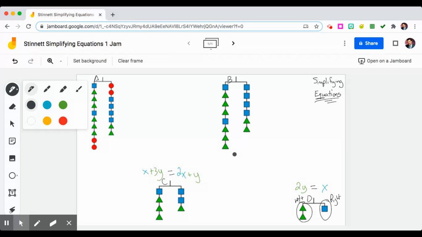So what I'm going to do is start off by just putting my equal sign. There's my equal sign. And I'm going to think about the right side of the hanger diagram and the right side of the equation first, okay? So I'm going to start with this.